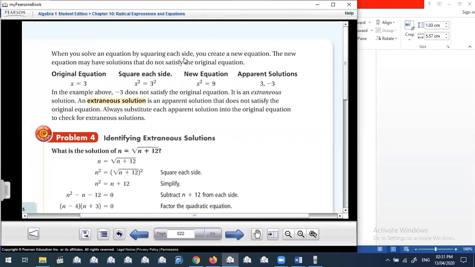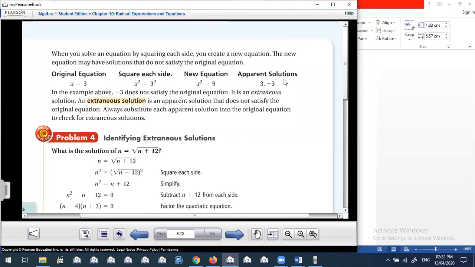squaring each side, you create a new equation. The new equation may have solutions that don't satisfy the original equation. How come? Original equation here x equals 3. Square: x squared equals 3 power 2. New equation: x squared equals 9.